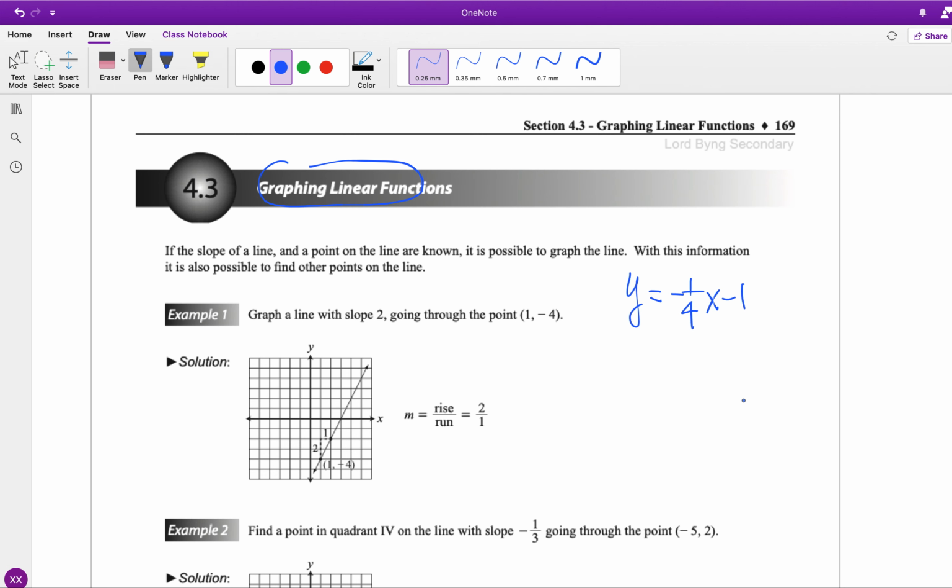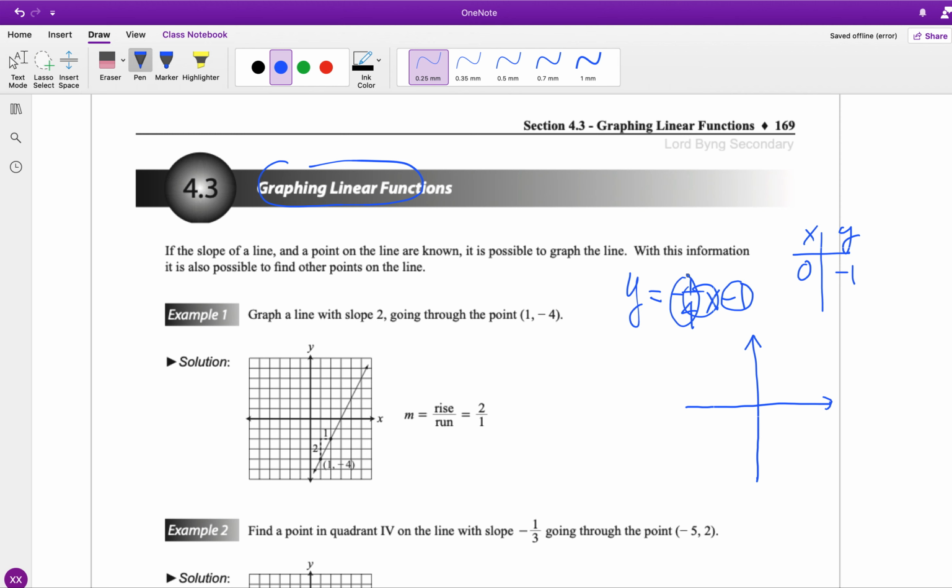So how do I graph it? There are a couple of ways. One is a table of values, and another way is that we do know the y-intercept. Y-intercept means when x equals 0. So if x equals 0, then this part becomes 0, because something multiplied by 0 is always 0, and now y is negative 1. So therefore, it's always this part.